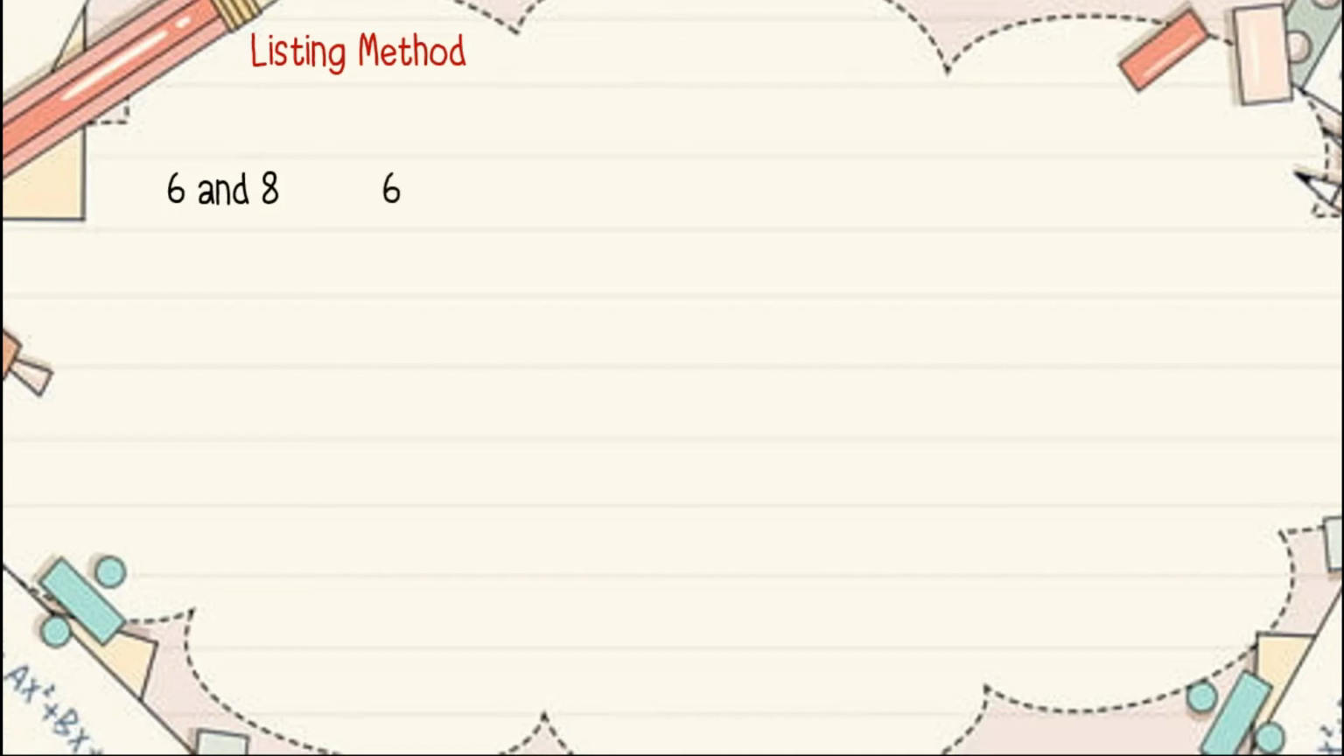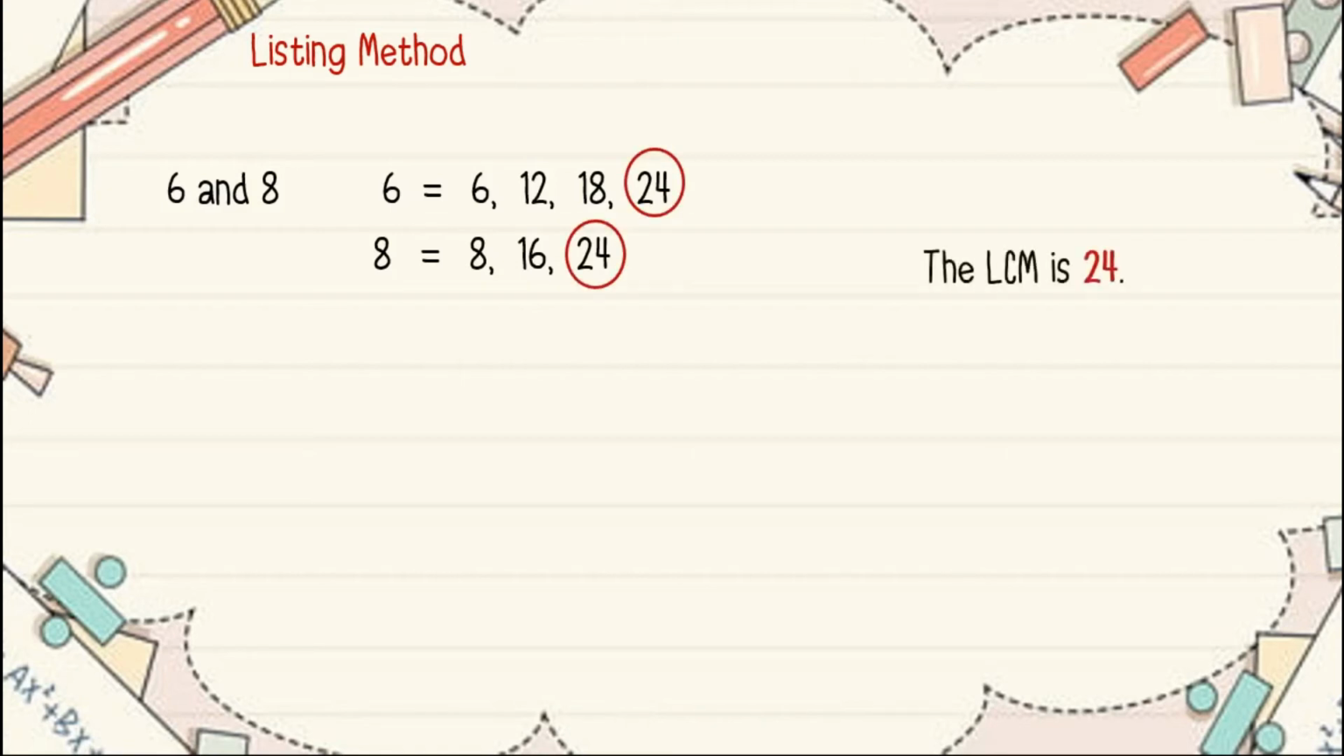So the multiples of 6 are 6, 12, 18, 24, and so on. Meaning to say, there are still multiples of 6 greater than 24. The next number is 8. The multiples of 8 are 8, 16, and 24. And as you can see, the least or the smallest multiple they have is 24. Therefore, the least common multiple of 6 and 8 is 24.